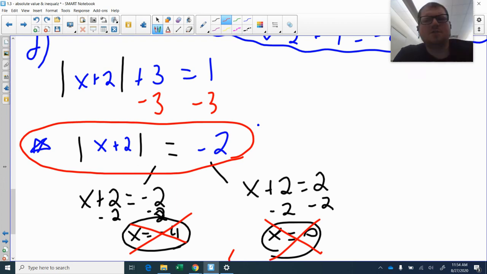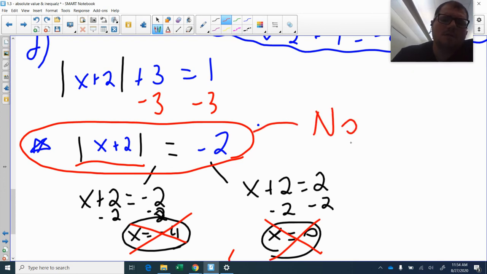But isn't that the issue? I can't have a negative 2 in this problem. I'm not allowed to. Okay? How can I ever have an absolute value, which is right here, equal a negative number? So I can actually look at this point and say, this one has no solution.